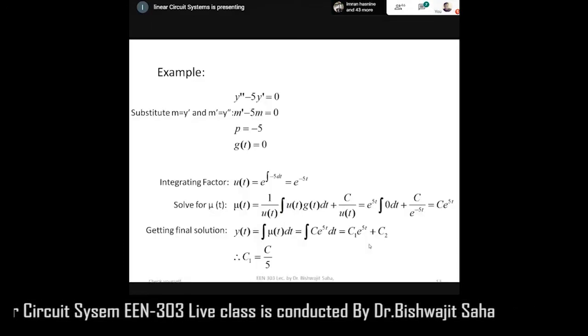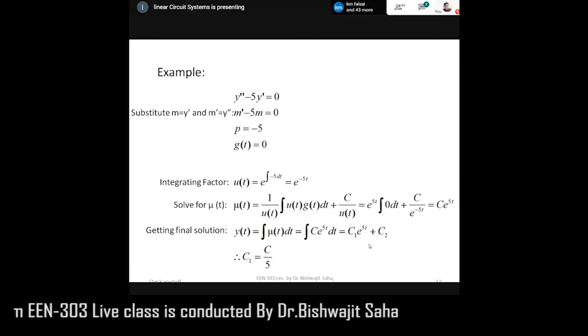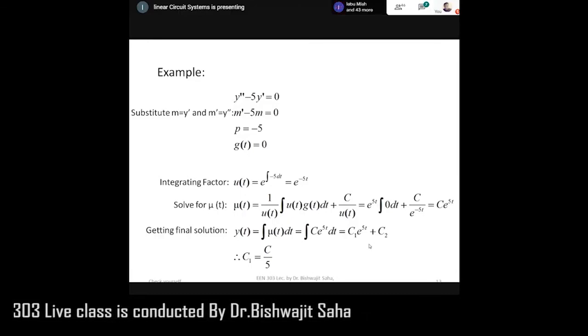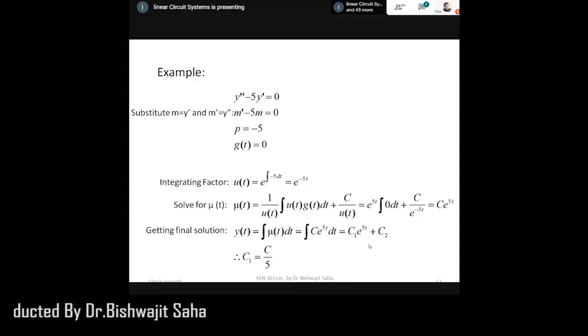How do you feel? Is it a difficult process to find the solution, or is it an easier way to find the solution compared to the previous method? What is your impression about this integrating factor method to find the solution of a differential equation?